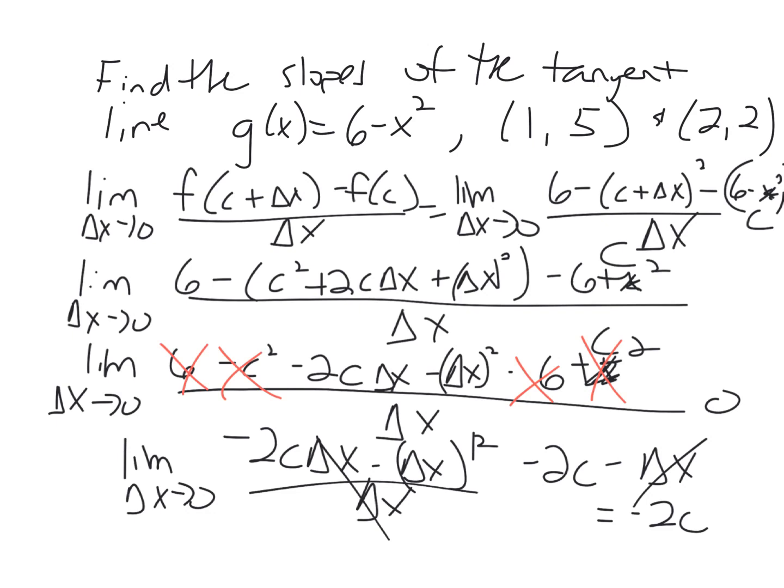Now how does that help us? Now I'm given 2 points in the beginning, right? These were your 2 points right up here. So since we just found the equation, I can simply plug in 1 and 2 and get the slope. So at 1, 1 times negative 2 is negative 2, and at 2, negative 2 times 2 is negative 4. So those are your 2 slopes, negative 2 and negative 4.